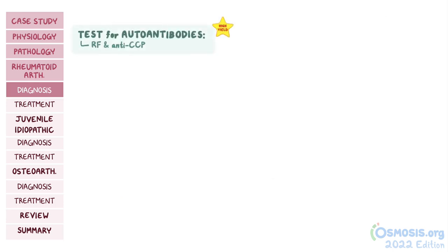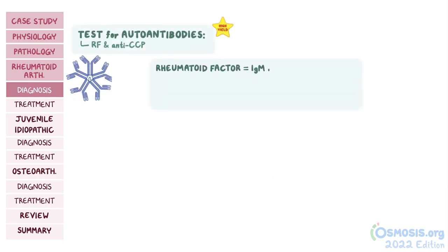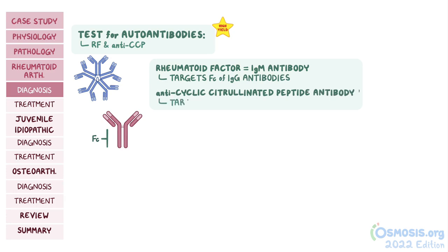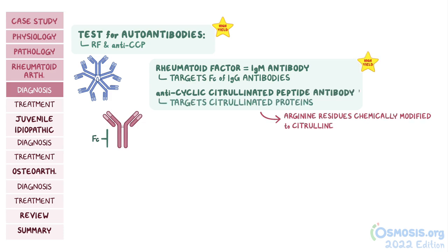For your exam, you should remember that rheumatoid factor is an IgM antibody that targets the constant Fc component of human IgG antibodies. Anticyclic citrullinated peptide antibody is an antibody that targets citrullinated proteins, which are proteins whose arginine residues have been chemically modified to citrulline through a process called citrullination.